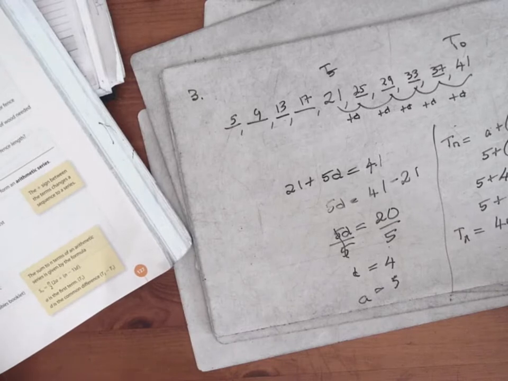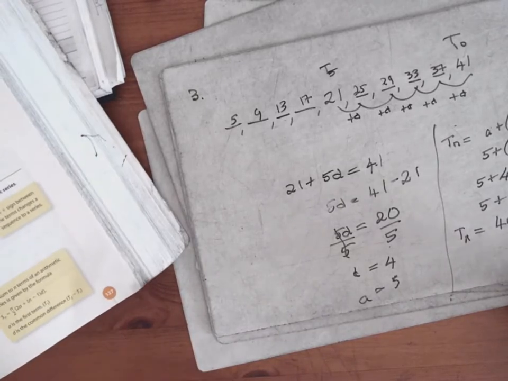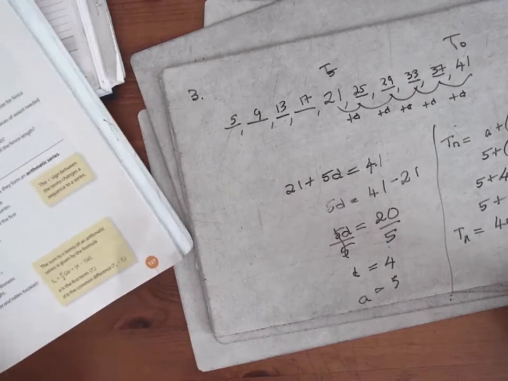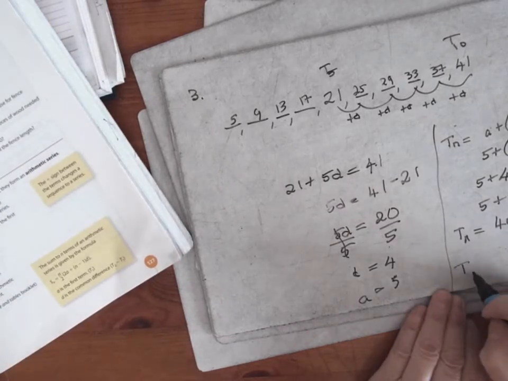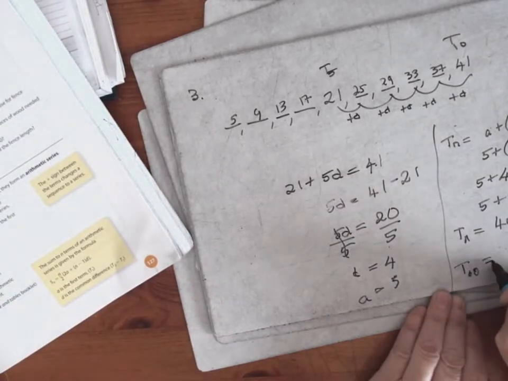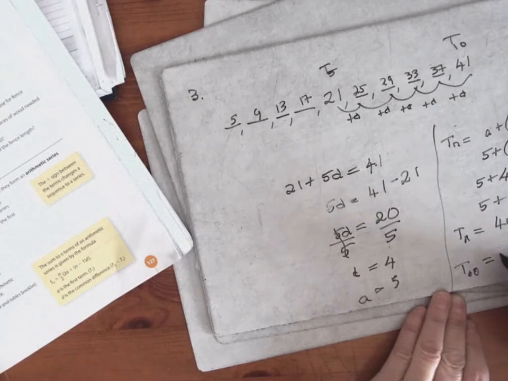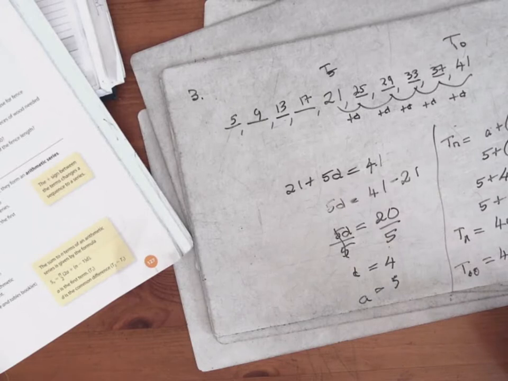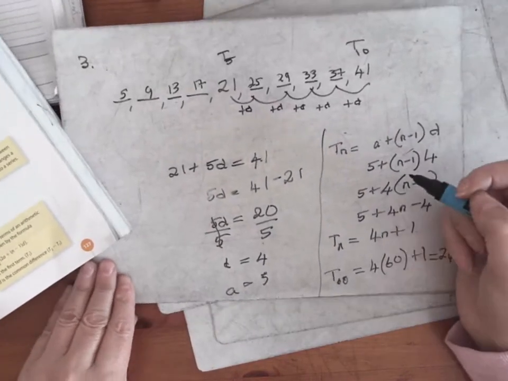And then they asked me to find term number 60. To find term number 60, n stands for the number of the term. So instead of n, put in a 60. So it's 4 times 60 plus 1 into the calculator. With that, you'll get 241.